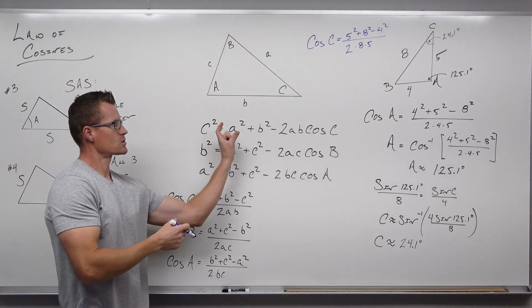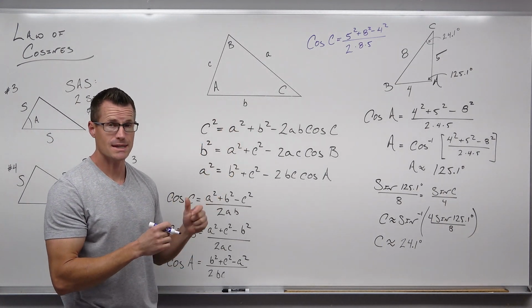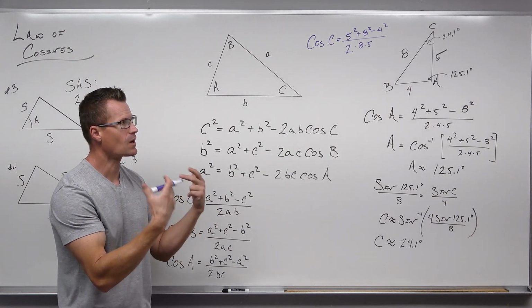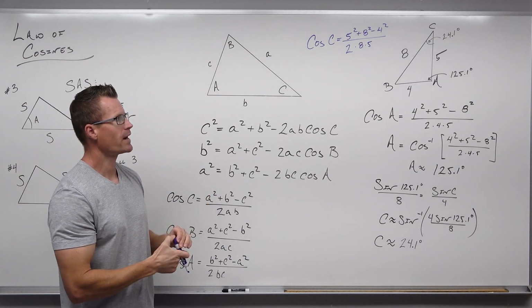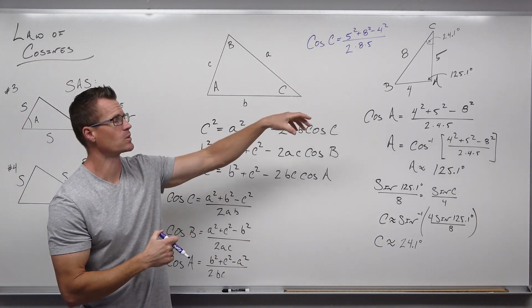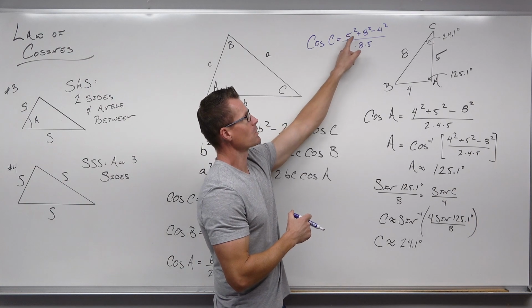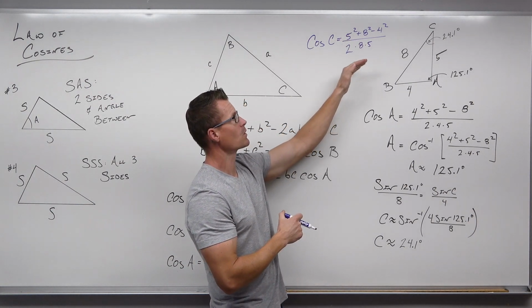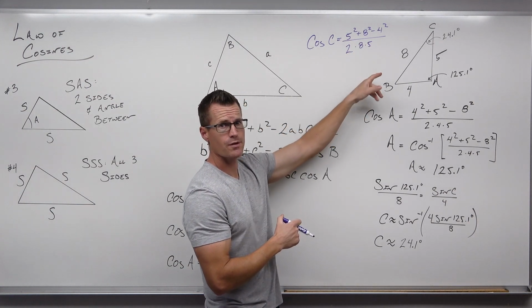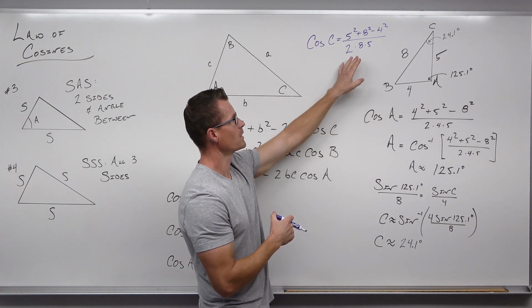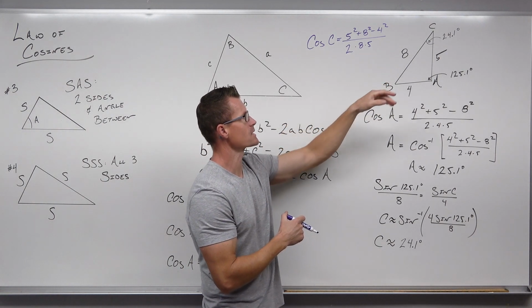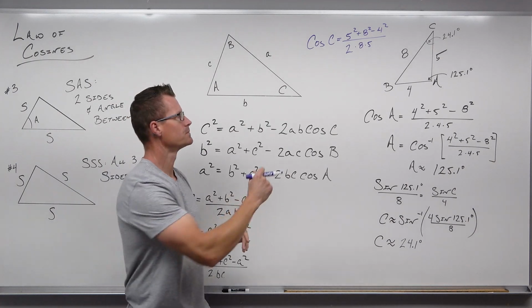I might be messing these up a little bit, but it does not matter as long as the concept is right. If you're trying to find angle C, we're just going to verify that it's 24.1 right now. If you want to find angle C, then your adjacent sides are 5 and 8. Your opposite side is 4. Square everything, subtract the 4 squared, divide by 2 times the adjacent sides, and then take a cosine inverse.